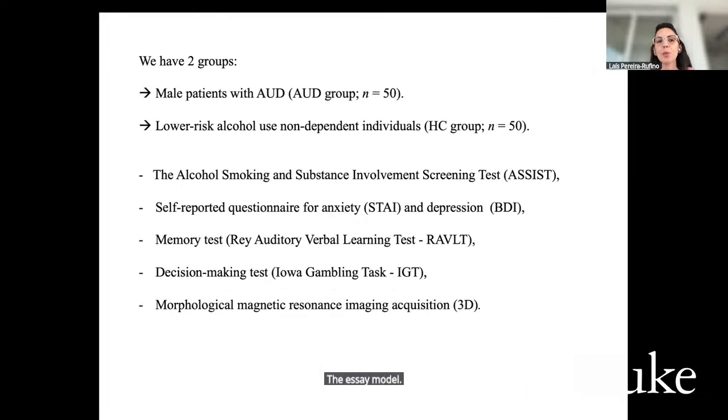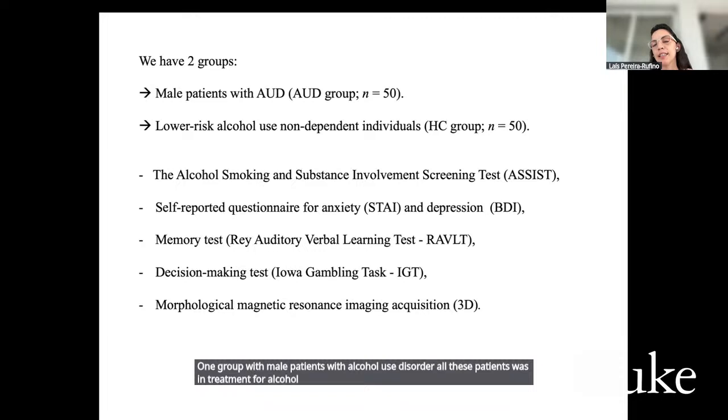For this, we have two groups. One group with male patients with alcohol use disorder. All these patients were in treatment for alcohol addiction, and they had a psychiatric diagnosis for addiction. And we have a group of low-risk, alcohol-using, non-dependent individuals that we call the control group.